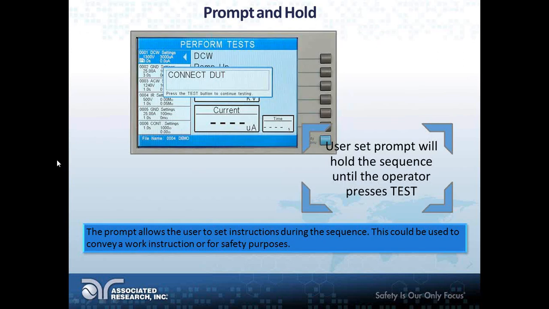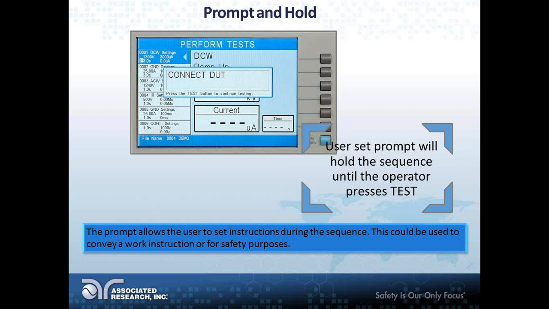So here's more of what I would call functional and safety. The reason I categorize it as safety as well is you can use something like a prompt to keep your operators safe. So what is a prompt? You basically add it to your sequence as an instruction. So let's say I have a 20-step test, and on step 5, I need the operator to disconnect and connect to a different circuit. Well, I could add that as a prompt.